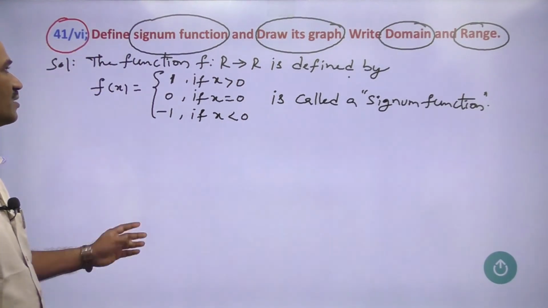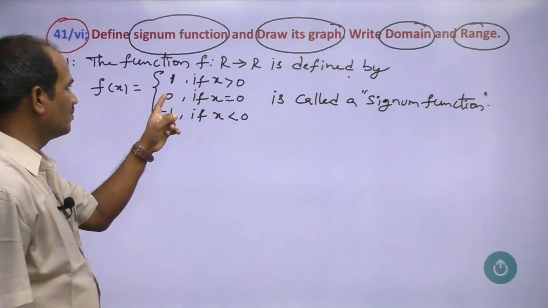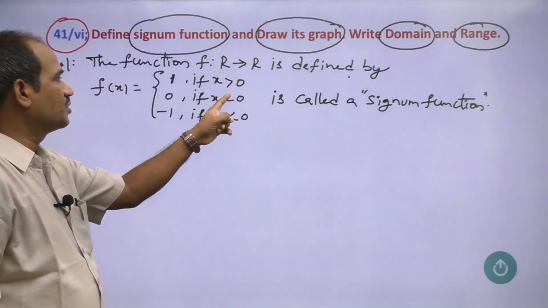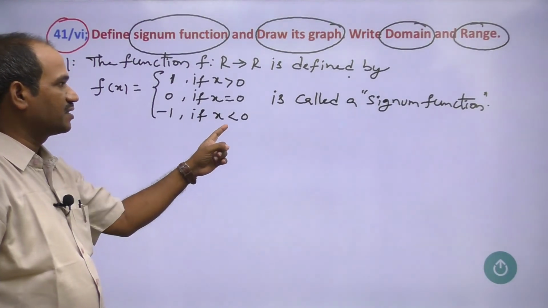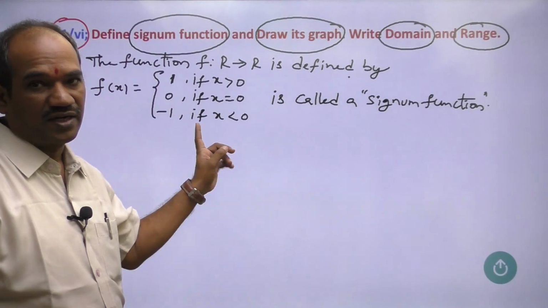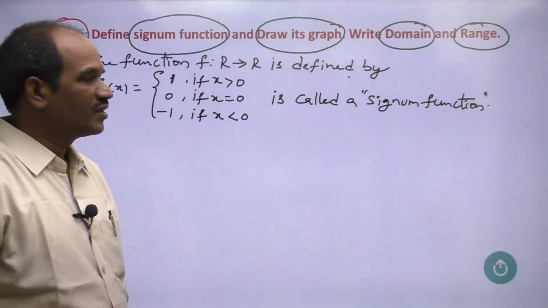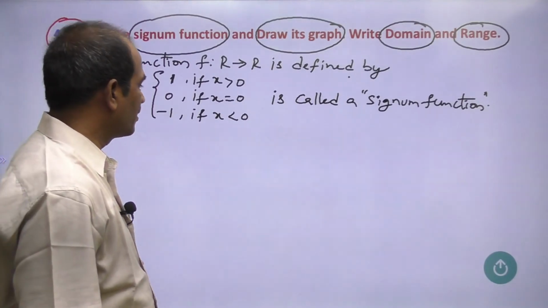The function f is mapping from R to R, defined by f of x is equal to 1 if x is greater than 0, 0 if x is equal to 0, and minus 1 if x is less than 0, is called a signum function. Okay, this is the definition. Write the definition, 2 marks. Next, see this diagram.